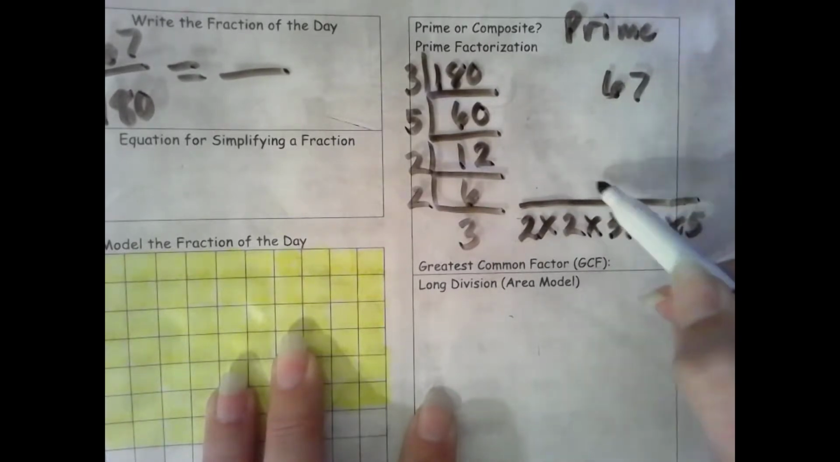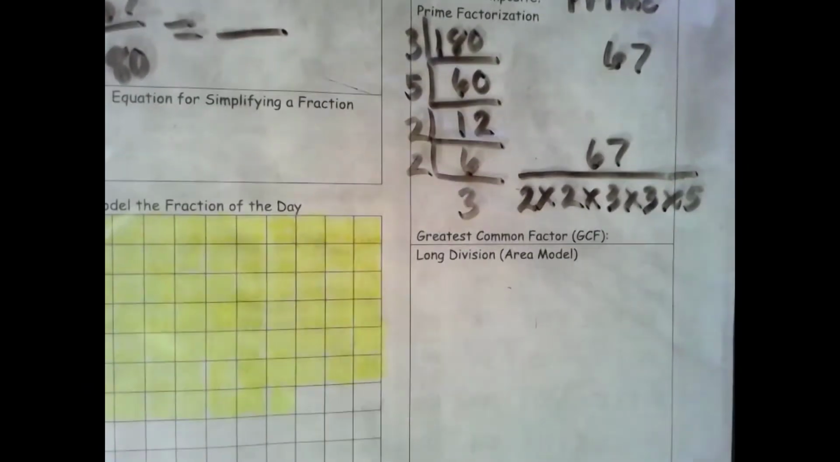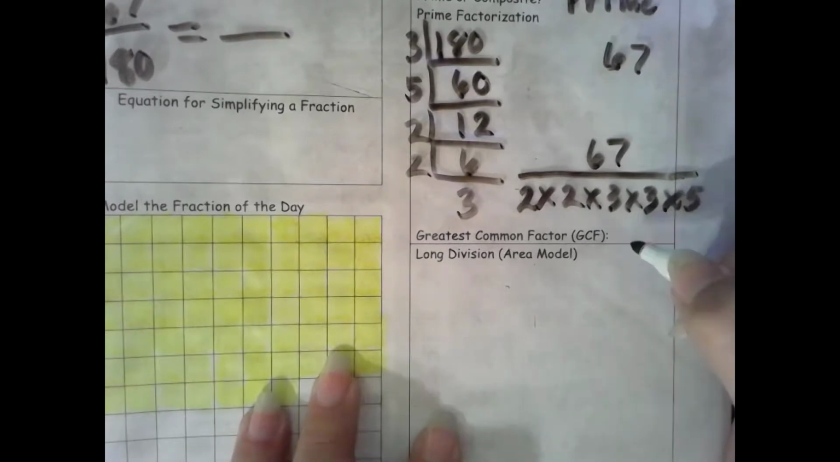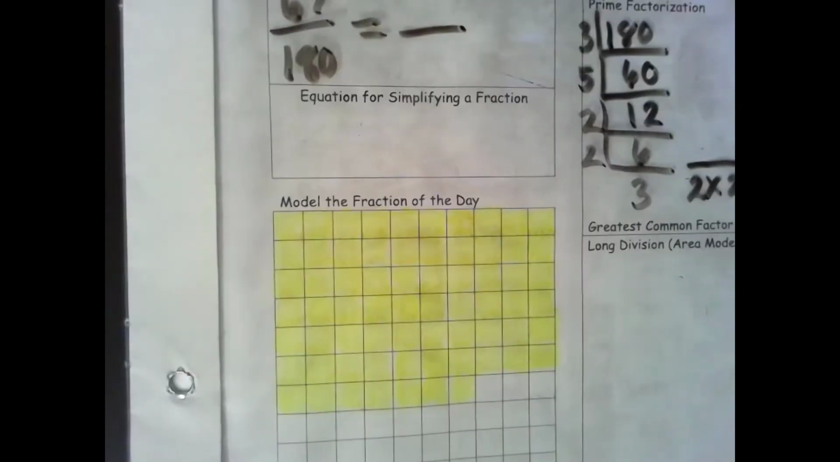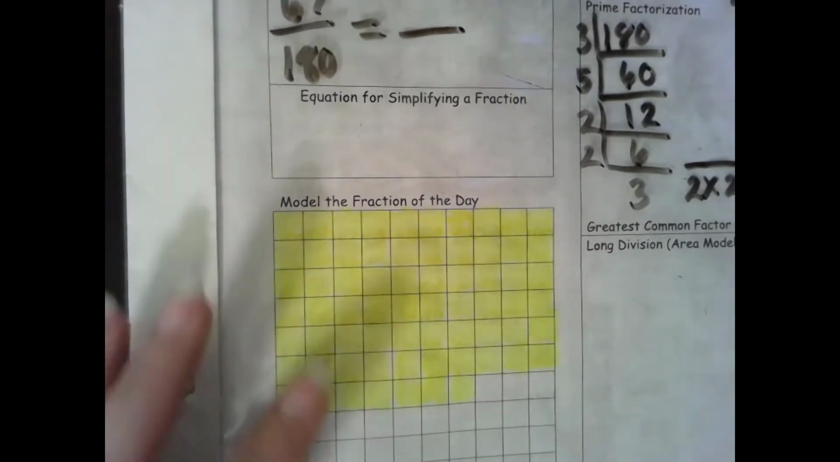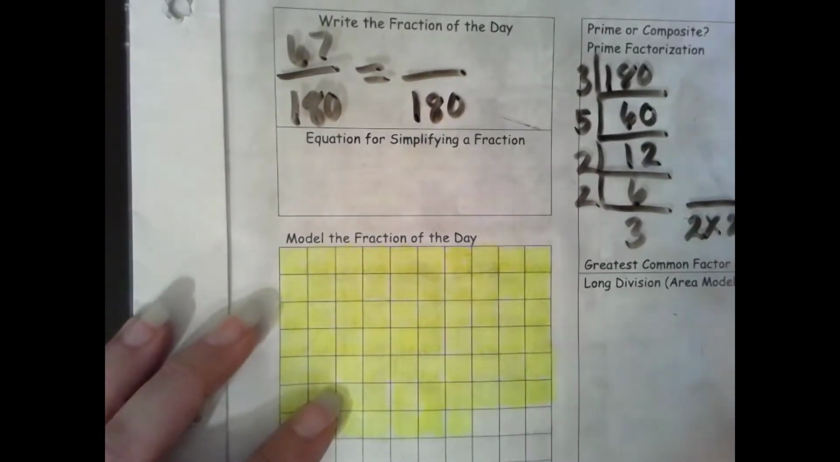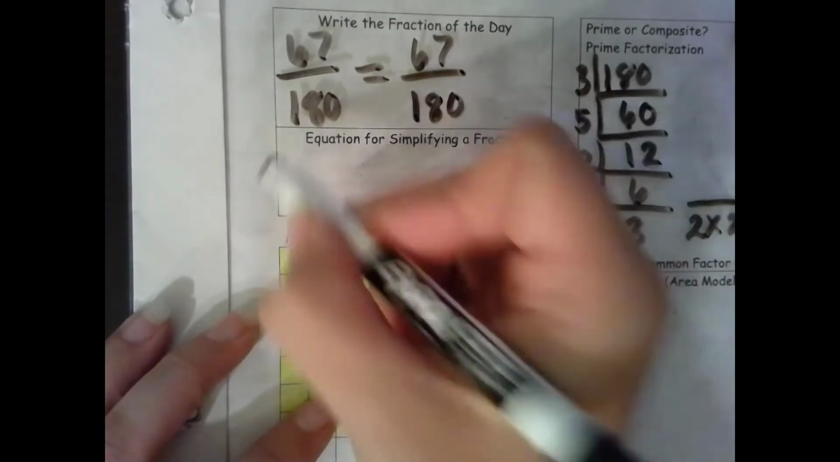And our numerator prime factorization is 67. It's the only prime number I can divide by. Are there any common numbers, any 2s, 3s, or 5s up here? Any 67? No. When there's no common prime number factors, our greatest common factor is 1. Let's make our groups of 1. Done. How many total groups of 1 do we have? We have 180. How many are shaded in? 67.